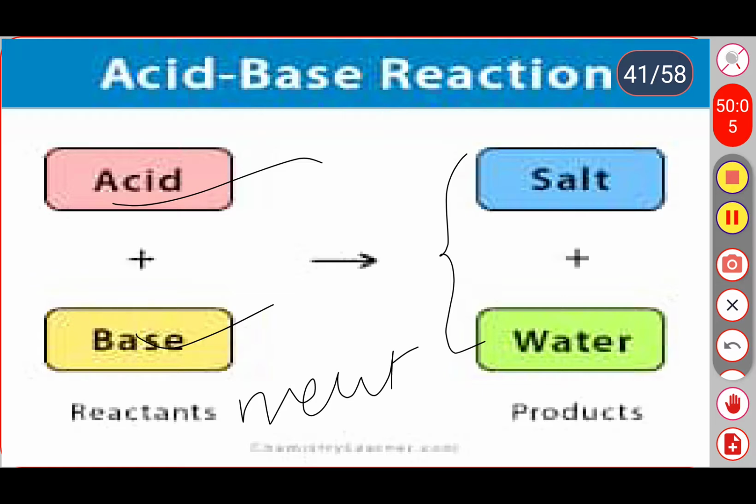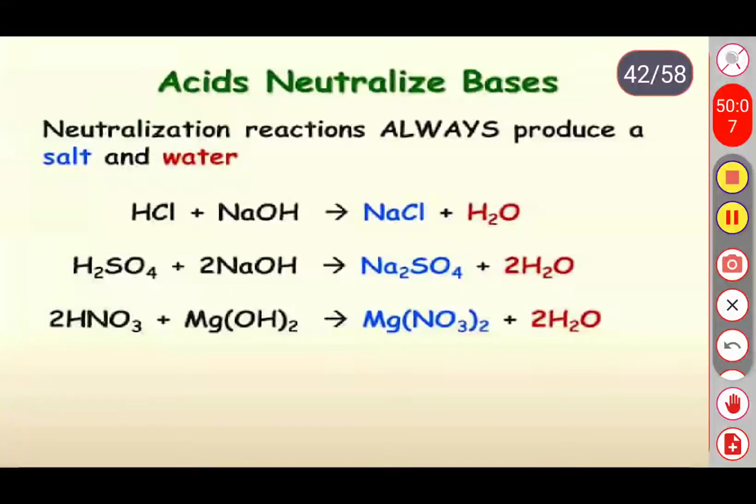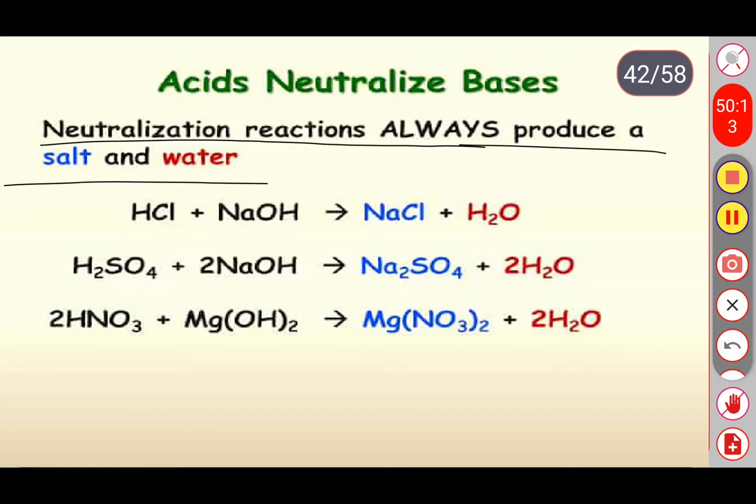This is one more question. What are the products of the neutralization reaction? The products of the neutralization reaction are salt and water. So some examples are given here. When HCl is combined with sodium hydroxide, it produces sodium chloride and water. When sulfuric acid reacts with sodium hydroxide, it produces sodium sulfate and water.